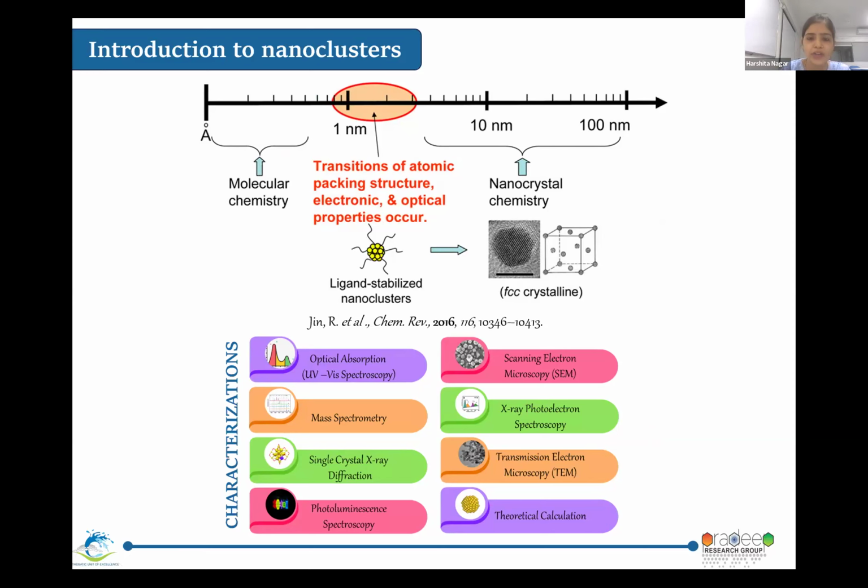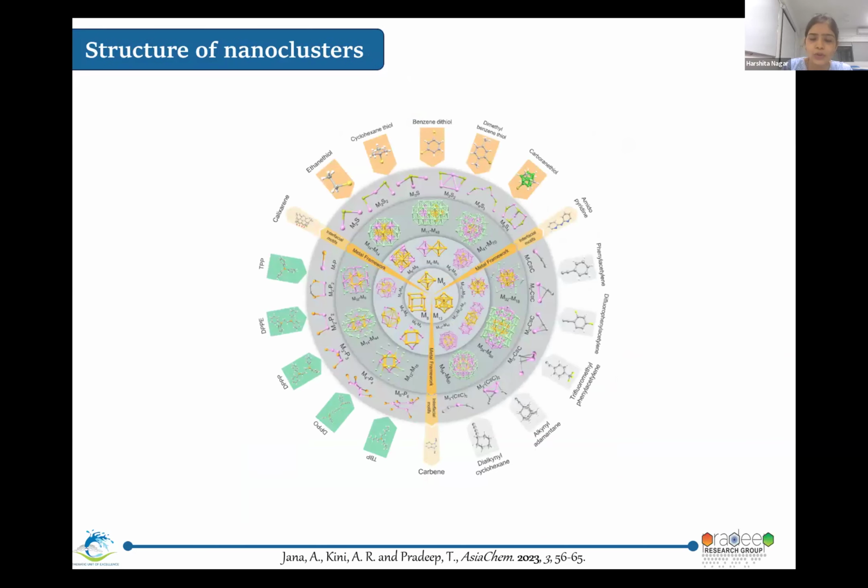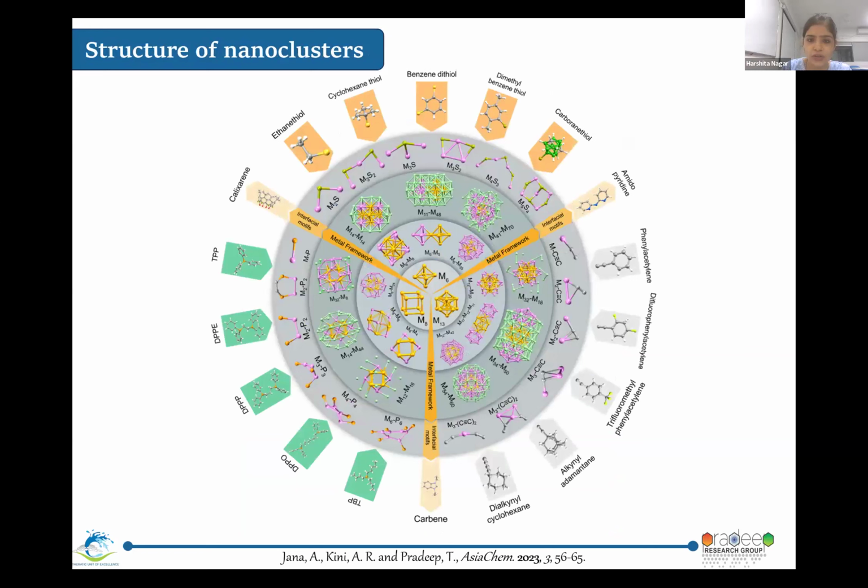There are various techniques to characterize these clusters, like UV-visible spectroscopy, mass spectrometry, and, for structure determination, single crystal XRD, SEM, TEM, and many more. But the crucial aspect is to determine the crystal structure of these nanoclusters. The central aspect of any material is its structure, because nanoclusters have a wide variety of applications in energy storage, catalysis, and sensing, and all these applications are associated with their physical and chemical properties, which are governed by their crystal structures.